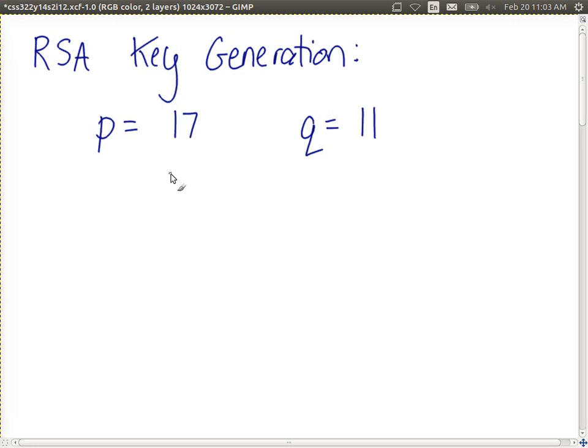This is what you do to generate your key. We multiply them together. These steps are described on the slide. We'll just go through the example. Multiply them together. What do we get? Someone has a calculator. 187. So we have a new variable, n. We'll use that shortly. The other thing we need is the totient of n.